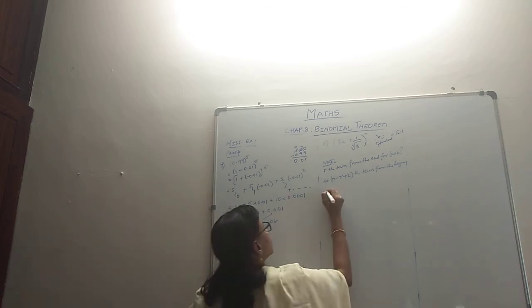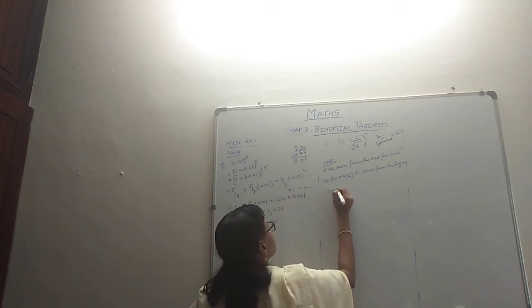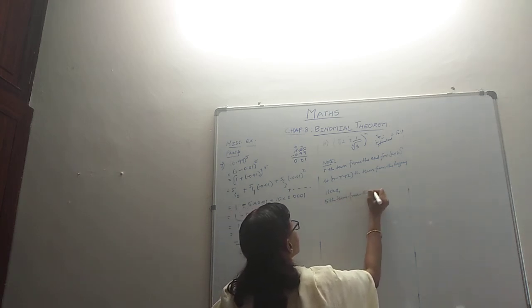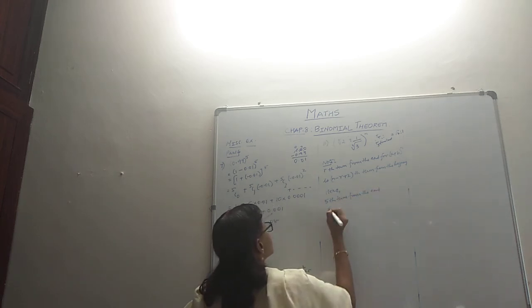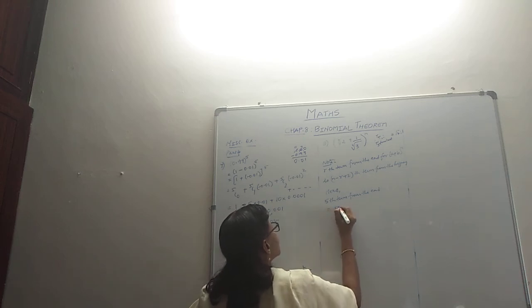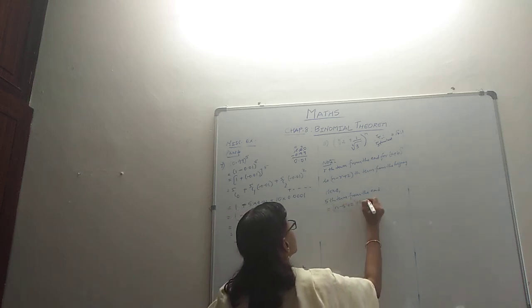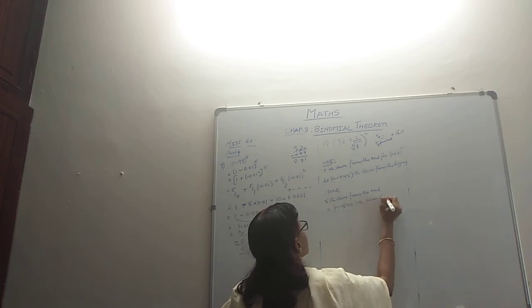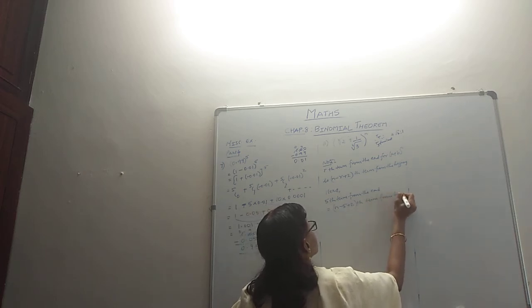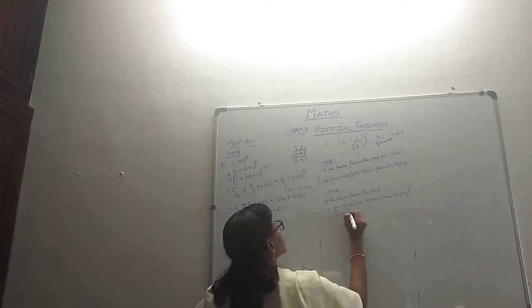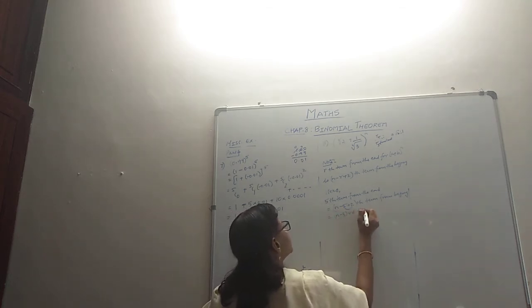So here, the 5th term from the end is equal to the (n minus 5 plus 2)th term from the beginning. So that means what? Minus 5 plus 2 is minus 3. n minus 3rd term.